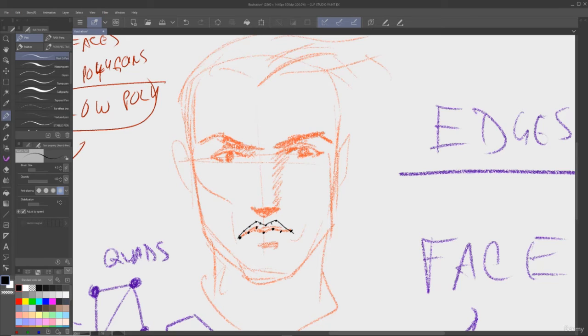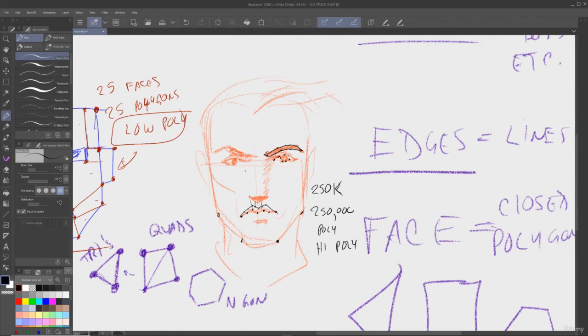And let's say that if I connected all of these, and then I did the eyes, and then I did the eyeball, and then I did all of the dots here, and I just did all these connect the dots. And let's say that got up to, just for the face alone, maybe 250,000 polygons. That's pretty high. So that would be high poly. High poly, high point, lots of polygons in the X and Y axis.